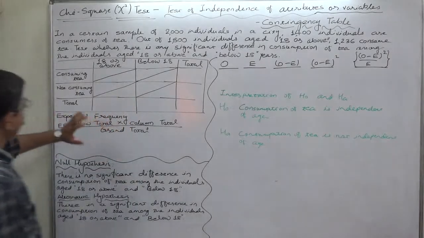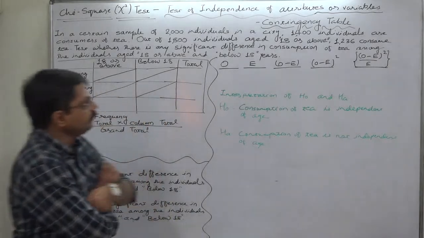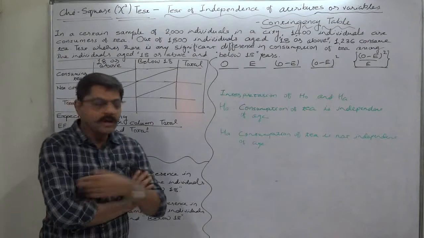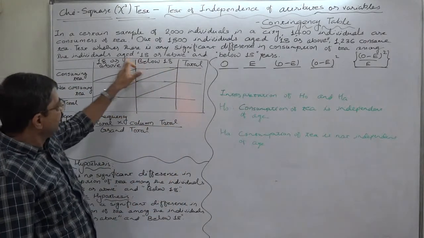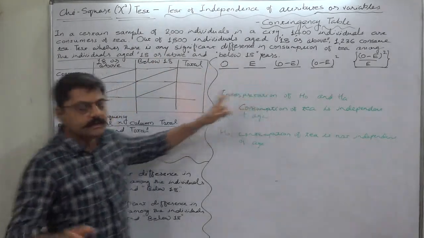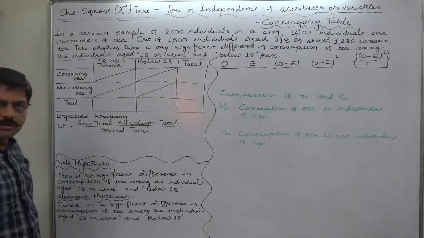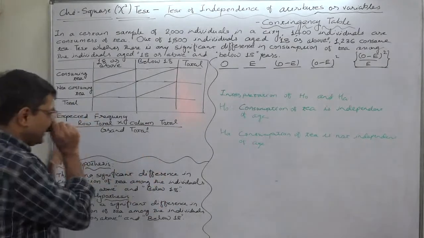Okay, let's prepare the contingency table. So far as the attributes or variables are concerned, we have two sets. One is very clear: individuals aged 18 or above, and the second group is individuals below 18. So we need to prepare either 2 columns or 2 rows for these two attributes or variables.